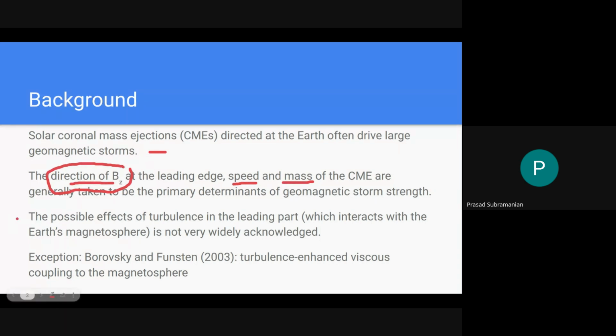The possible effects of turbulence in the leading part, which interacts first with the Earth's magnetosphere, are not very widely acknowledged. There are some exceptions, some pioneering work by Borovsky and Funsten, which talks about turbulence enhanced viscous coupling. We will tangentially address this, but not much. As we go along, it will become clearer.